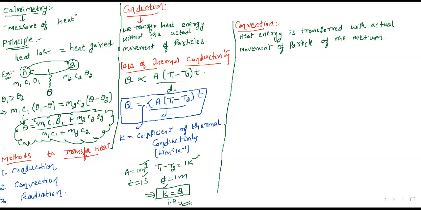The third method to transfer the heat energy is called radiation. So radiation is the third method to transfer the heat energy from one region to another region. But here we don't require any intervening medium. So we are going to transfer the heat energy.